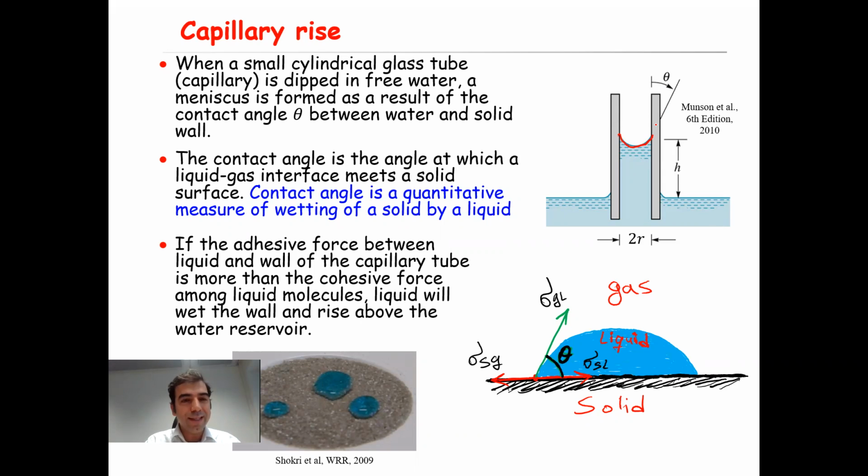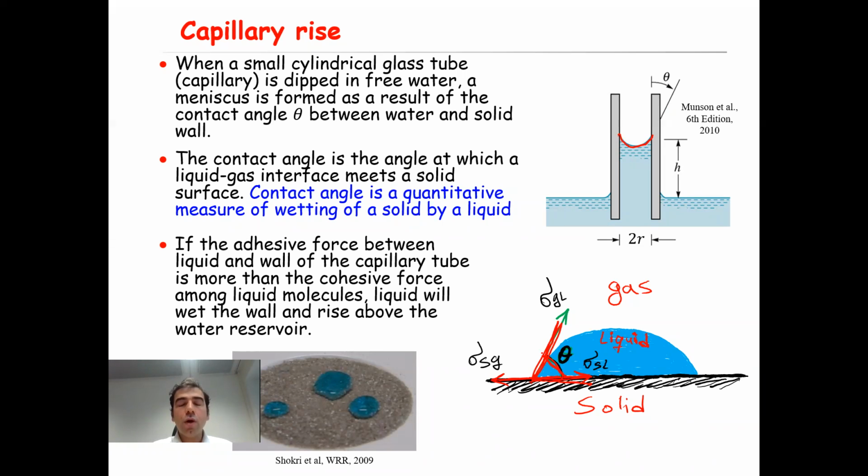So what is the contact angle? The contact angle is the angle at which a liquid-gas interface meets the solid surface. Here the blue is the liquid, the white is the gas, and that is the interface between liquid and gas. This is the solid surface, and this theta is the contact angle. Basically, the contact angle is a quantitative measure of the wetting of a solid by a liquid.